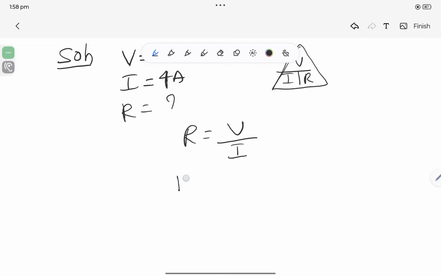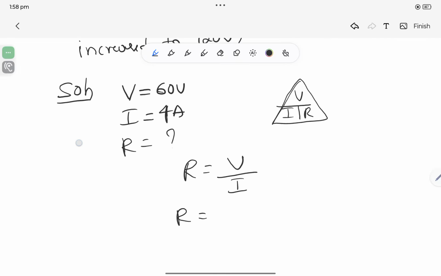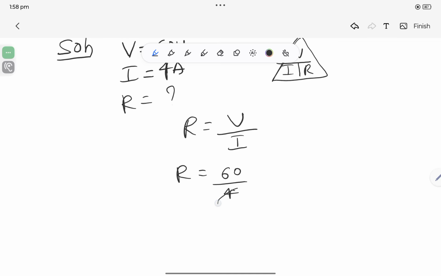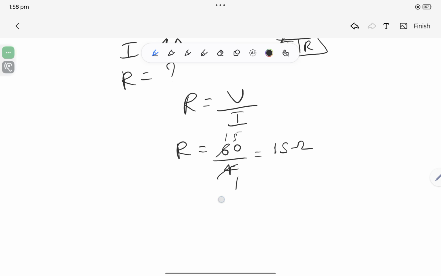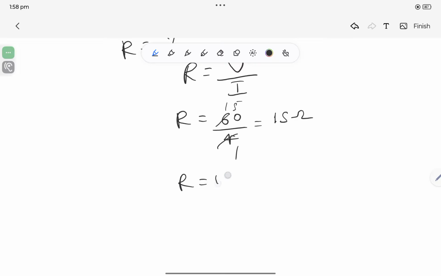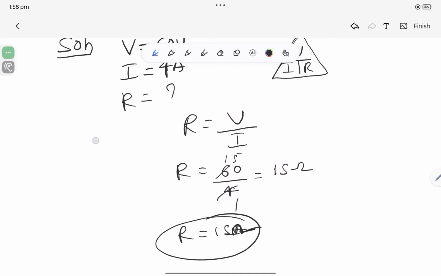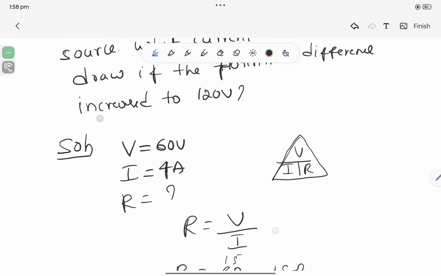So R is equal to 60 by 4. 4 on the 2 left, 5... so what comes? 15 ohm. R is equal to 15 ohm. But it is not our solution. They ask one more condition.